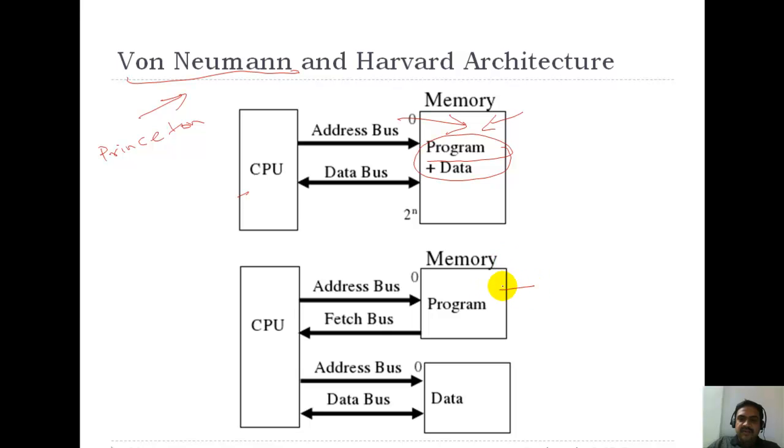Whereas in Harvard, you have a different memory segment for program and a different memory segment for data. So an instruction can be fetched, and simultaneously the necessary data can also be fetched, thus increasing the level of parallelism in Harvard architecture. Whereas in von Neumann, whenever an instruction is being accessed, data cannot be accessed, or whenever data is being read or written, the instruction cannot be read from the memory. So the level of parallelism is reduced in von Neumann as compared to the Harvard architecture.